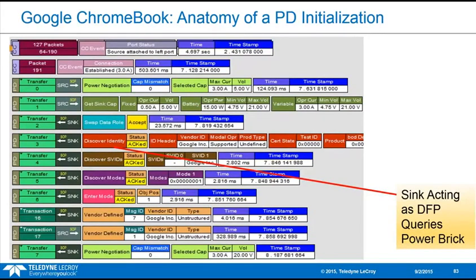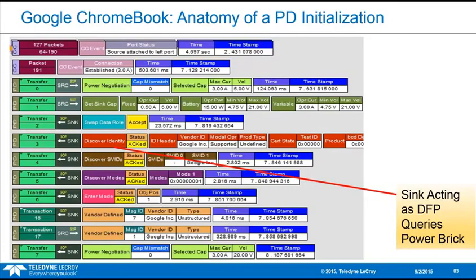So now the Chromebook is the DFP. And I think that he's the rightful host, and he can query the power brick to see if it has any alternate modes, whether it supports USB even. And of course, most power bricks don't.